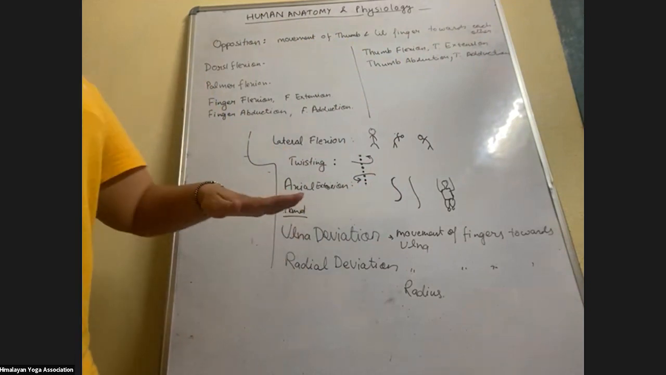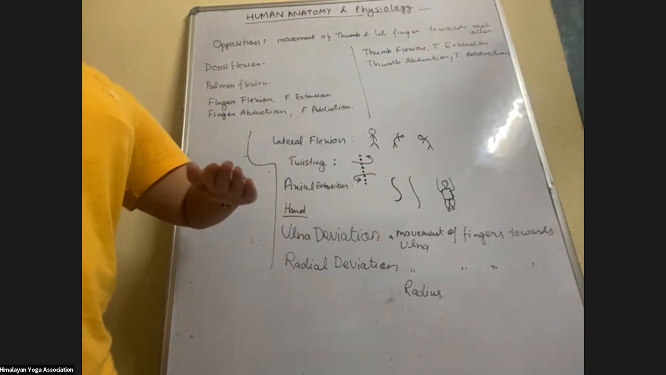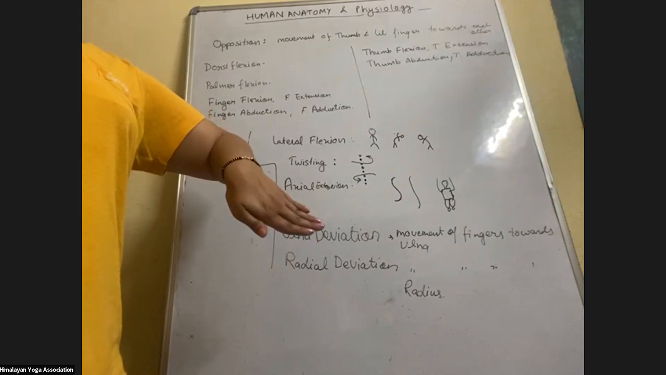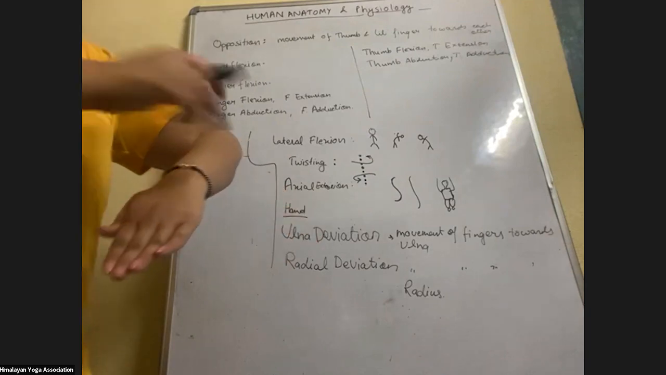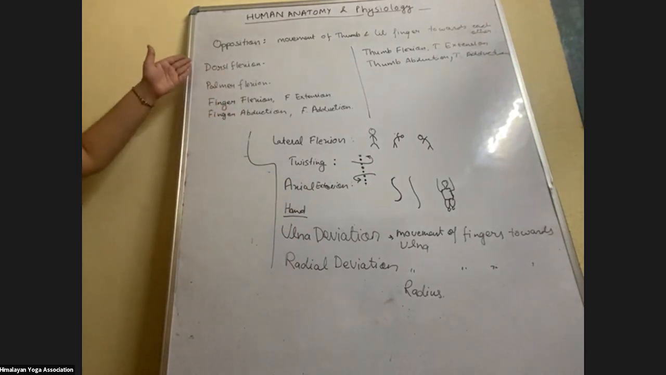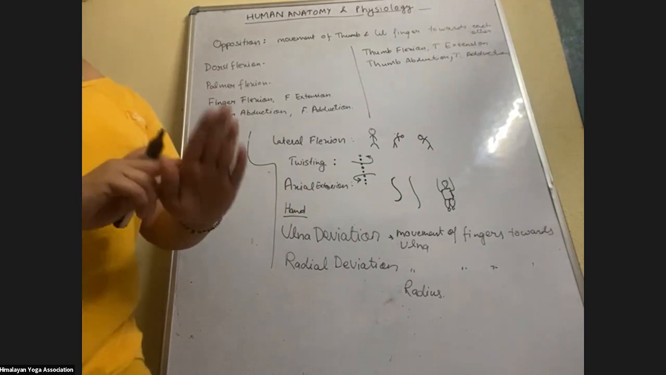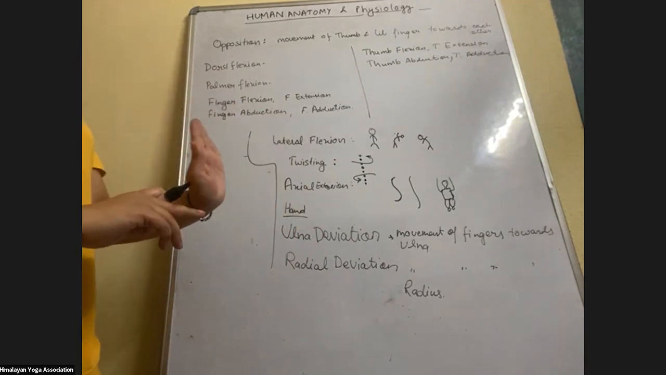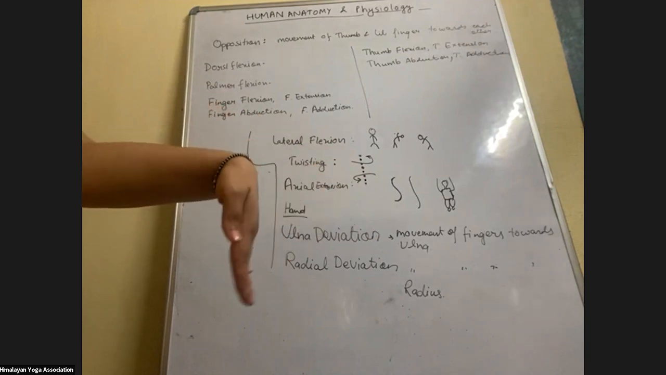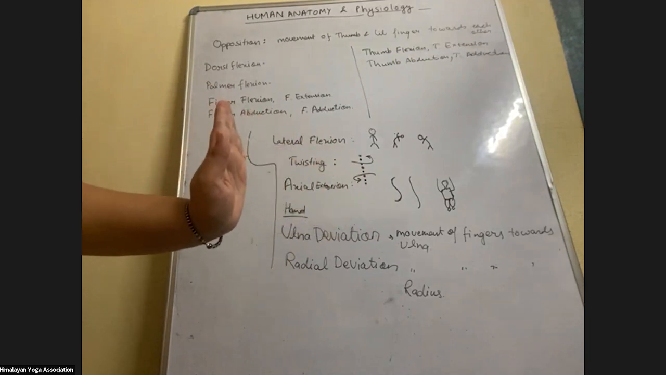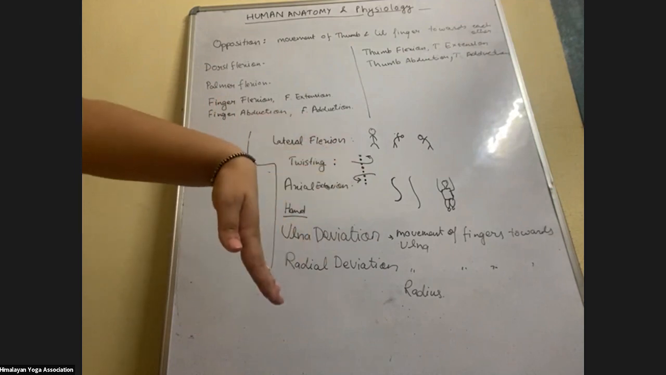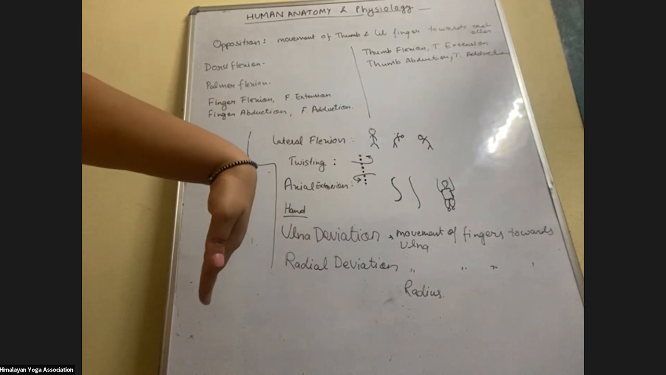In the hand, we have ulnar deviation and radial deviation. This is ulnar, this is radial. Okay. Then in the hand we have dorsiflexion. This is dorsal flexion, and this is palmar flexion. Dorsal flexion, palmar flexion, dorsal flexion, palmar flexion.